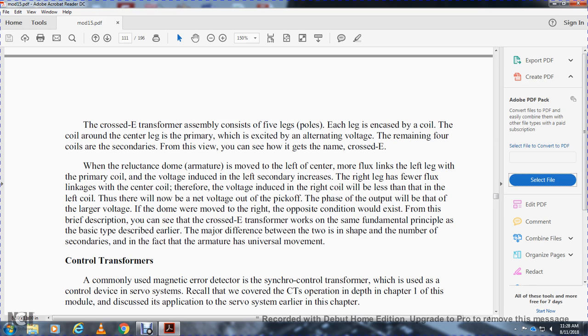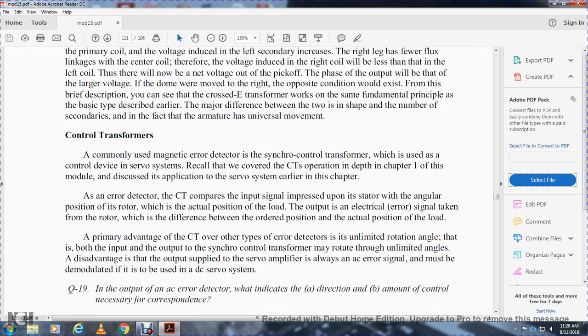From this brief description you can see that the cross E-transformer works on the same fundamental principles as the basic type we described earlier. The major difference between the two is in the shape of the armature, the number of secondaries, and the universal movement.